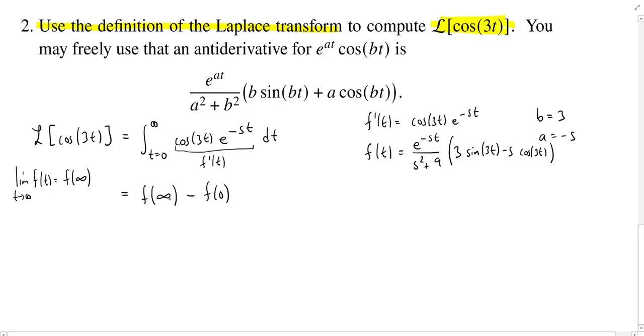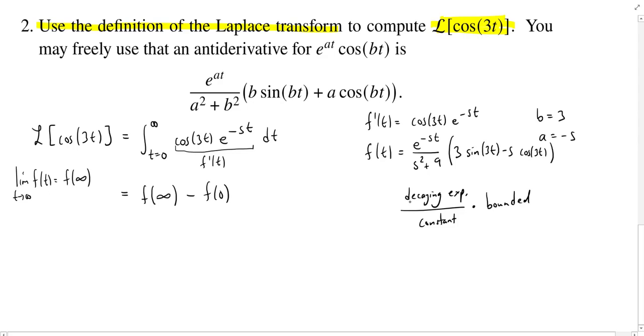So let's see. As t goes to infinity, what happens over here? Well, note, we have a decaying exponential divided by s squared plus 9, which is just a constant. So that's not actually going to change as t changes. Times a constant times a sine function and a constant times a cosine function. And sine and cosine are bounded functions, right? Add them together, it's still a bounded function. So this is a decaying exponential basically times a bounded function.